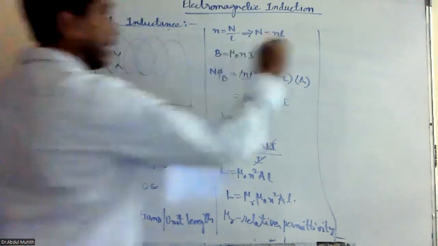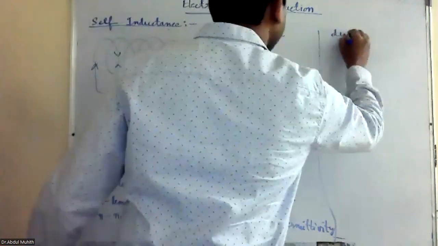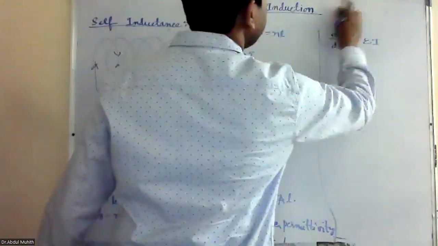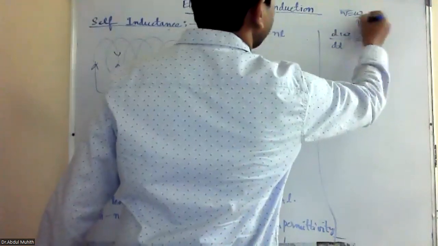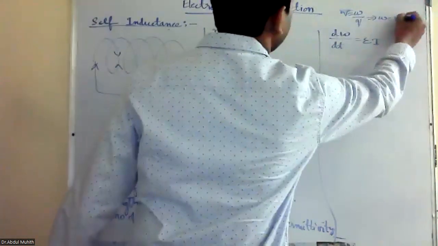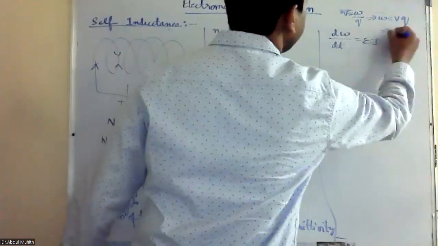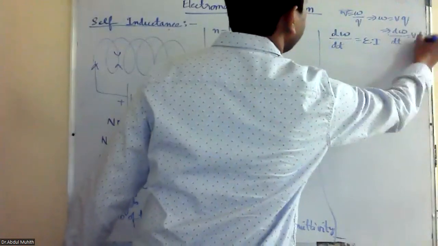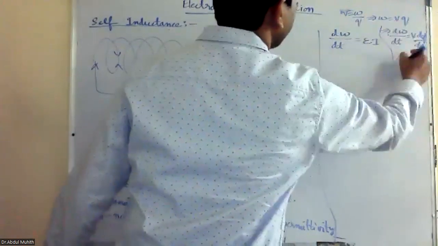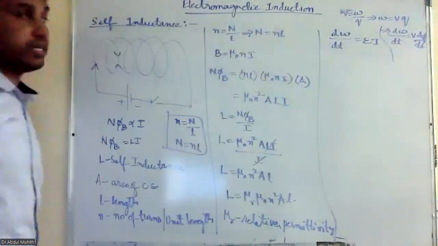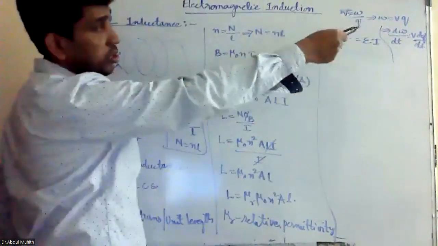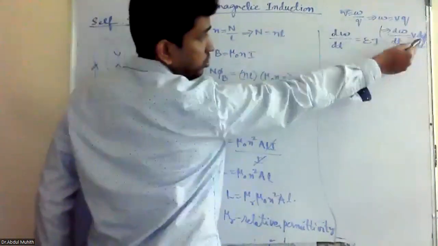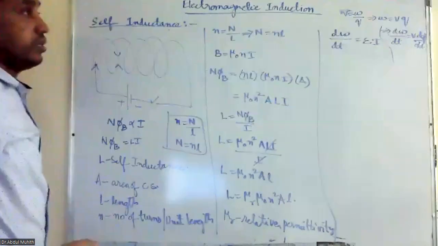dW by dt is equal to E into I. We know that V is equal to W by Q, so W is equal to VQ. So when I change this, dW by dt becomes V into dQ by dt. But what is dQ by dt? It is I. dQ by dt is current. So I'm writing EI. Is that clear? This is important. When you change this one, this also will change.